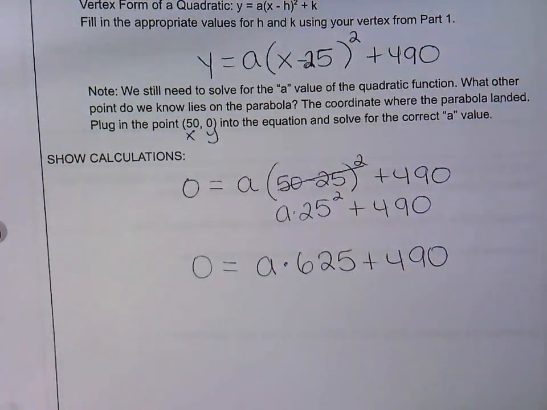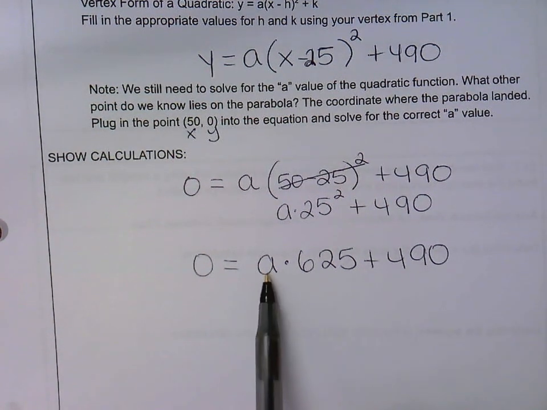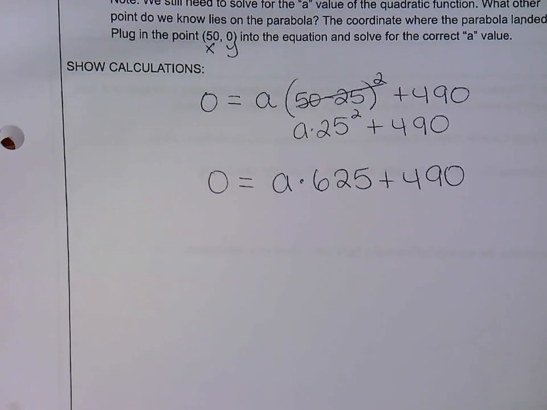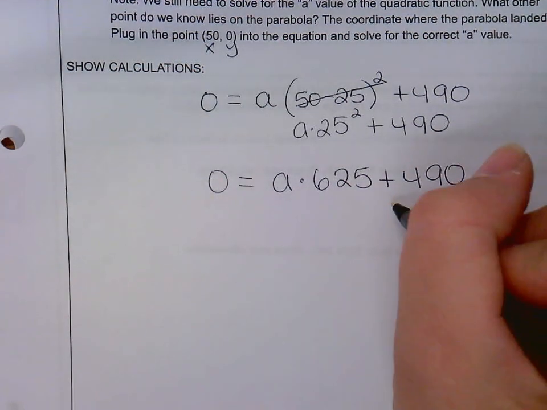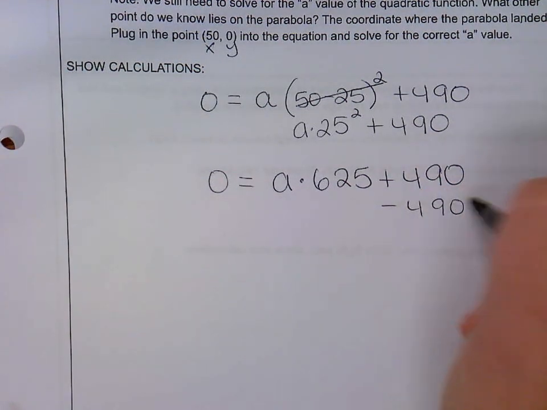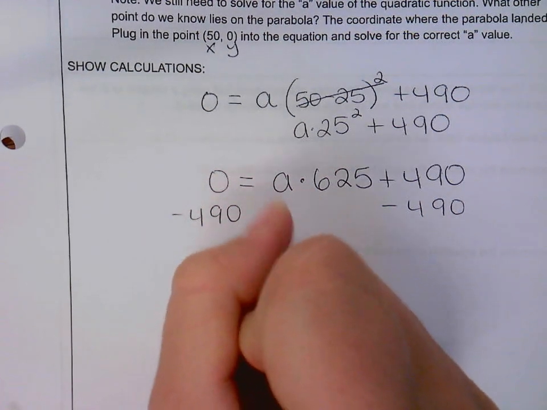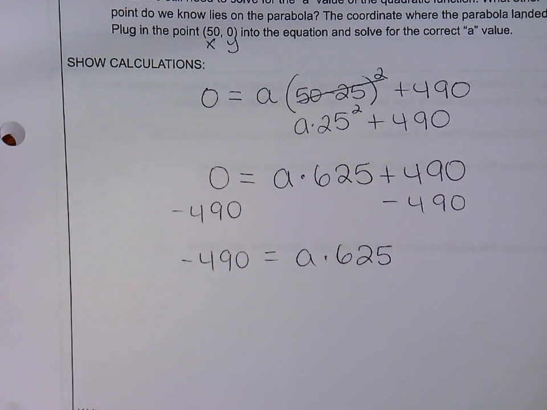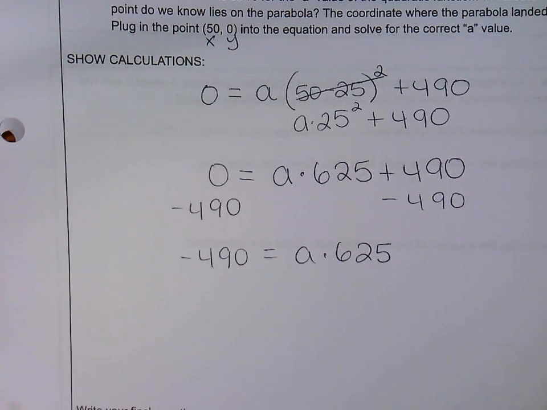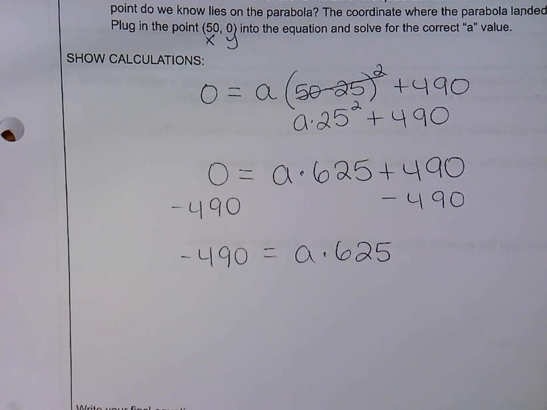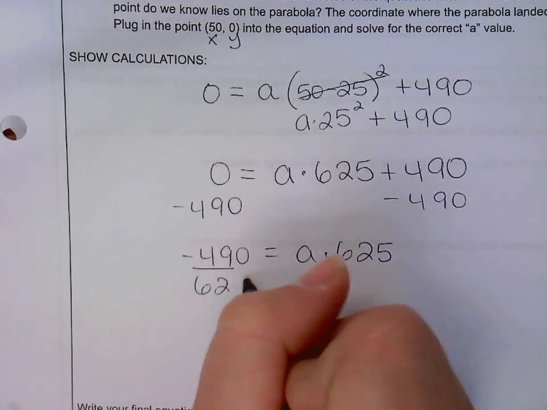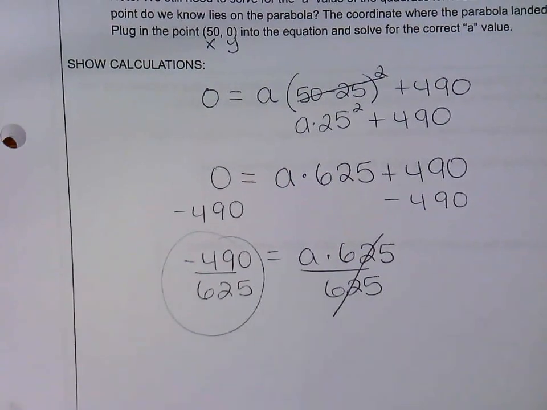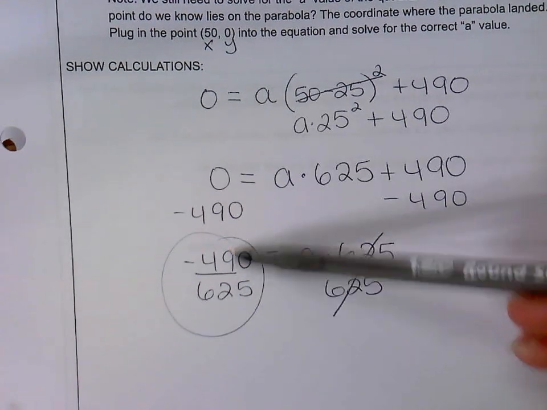Now you're solving a linear equation. How do I get a by itself? How do I move things to the other side of an equation? What would I do first? Yep, let's move the 490 to the other side. So negative 490 equals a times 625. And what's my last step to solve for a? Divide, right? Divide by 625. If you don't want to write it out as a decimal or reduce it, you could just leave that as your a value.